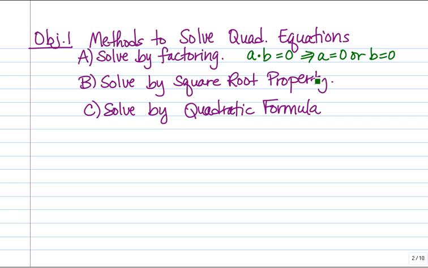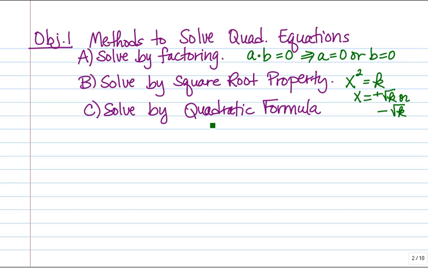Solve by the square root property. That really is only set up for a special type of equation, one that looks of the form x squared equals some number k. And if that is the case, then x has to be either positive the square root of k or the negative square root of k.